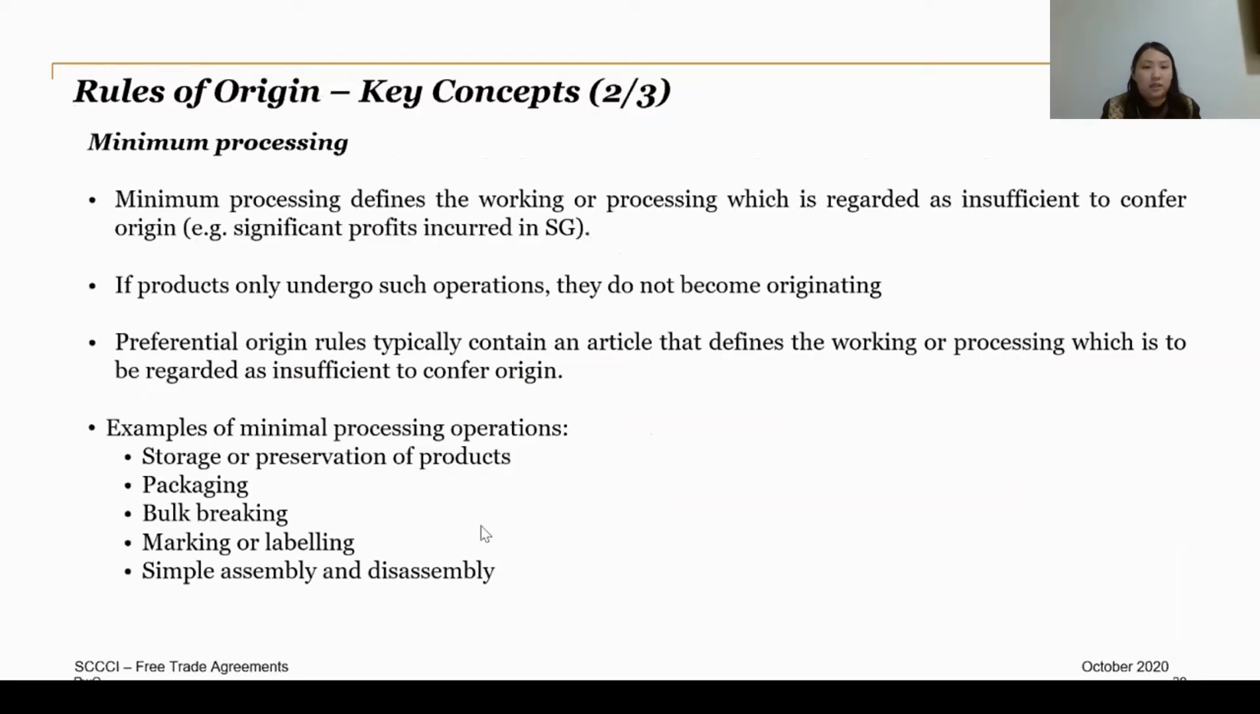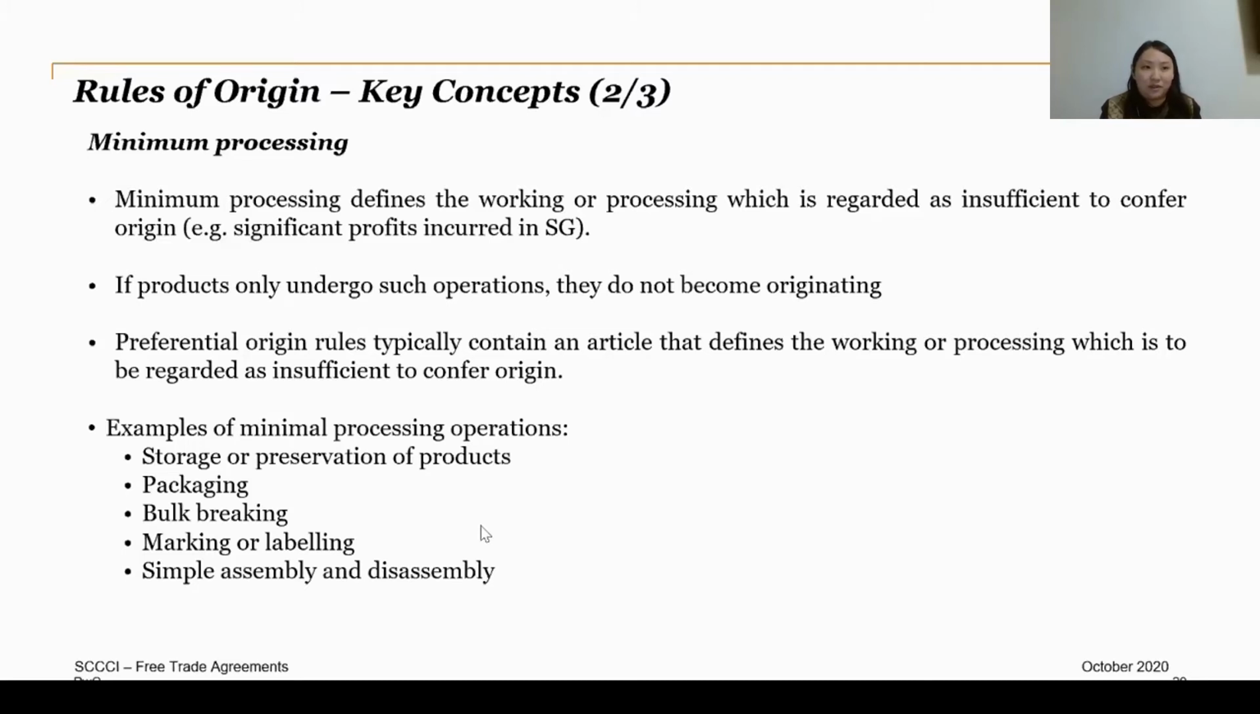The other thing is minimum processing. This one is very important because I often hear companies say, all I'm doing in Singapore is some repacking or some simple kitting process. I put two products together in a box and then I ship it out. Is that okay? But those two products come from, let's say, the USA. So I do some minimal processing, but is that enough?